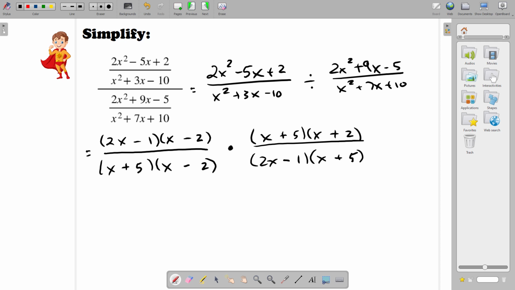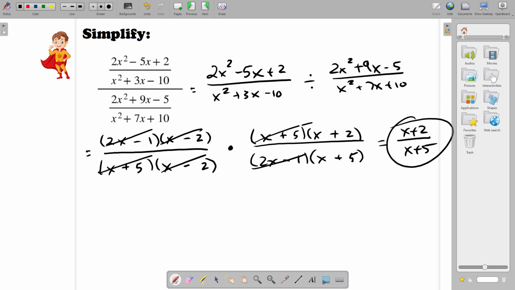Instead of writing all of this over into one fraction, I'm just going to go ahead and start doing some simplifying. And we're left with x plus 2 over x plus 5. We had factors that were being multiplied. Everything's being multiplied, so we can divide out those binomials that are in common and left with this.